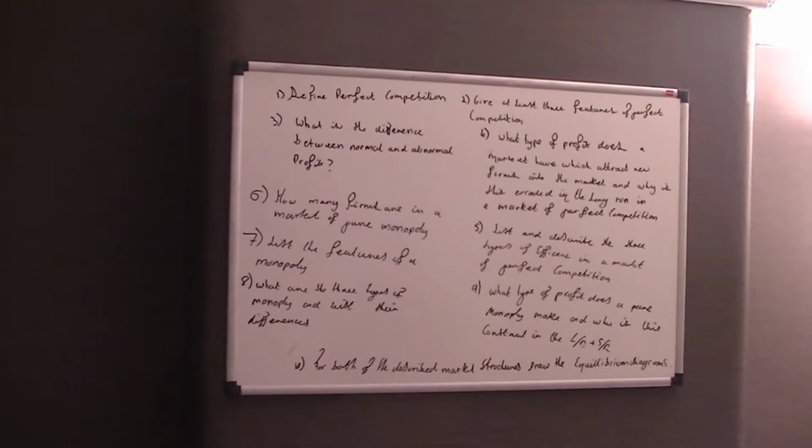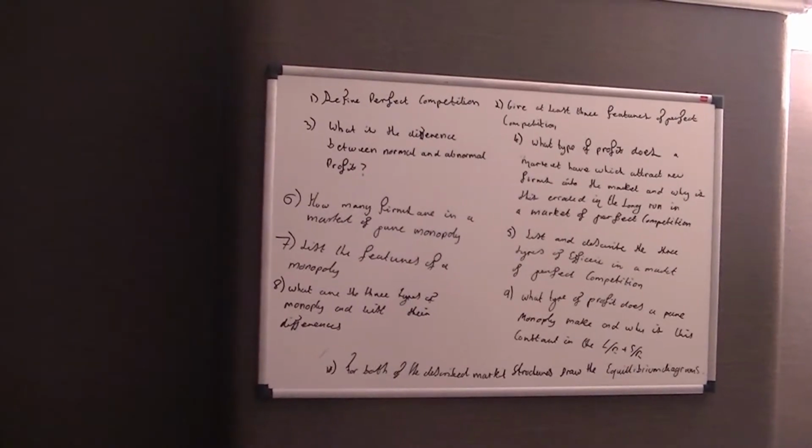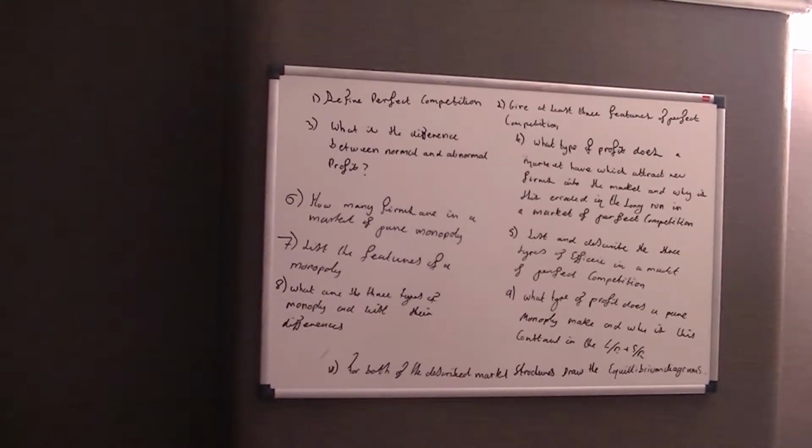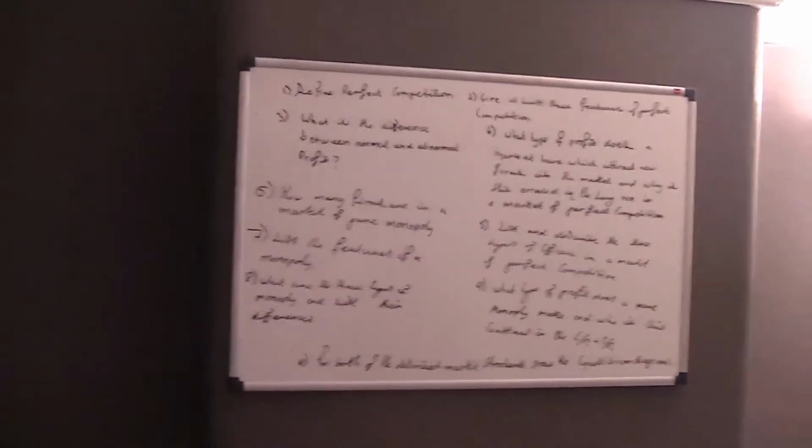Right, hello and welcome. This is an A2 Economics video on perfect competition, long run and short run equilibrium, and monopoly, again long run and short run equilibrium. And obviously I'll be discussing the two types of market structures as well.